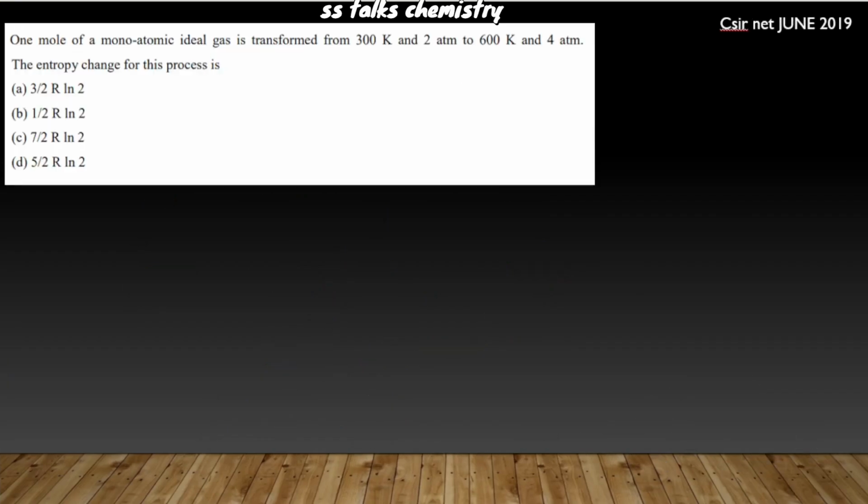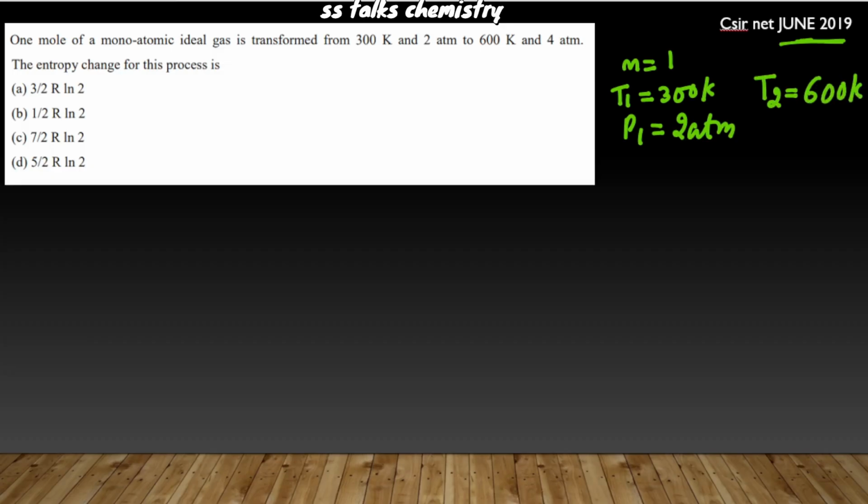Okay. So now moving on to our next question, that is this one. This now begins the questions from the year 2019. The question says 1 mole of a monoatomic ideal gas. So number of moles is 1. It is transformed from 300 Kelvin and 2 atmosphere. So temperature T1 is 300 Kelvin, the pressure is 2 atmosphere, to the temperature T2 that is given to us as 600 Kelvin, and the pressure we have been given is 4 atm. So entropy change for this particular process is going to be.